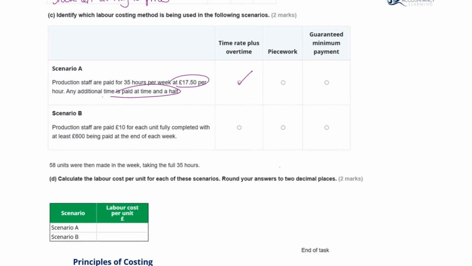Scenario B, production staff are paid £10 for each unit fully completed, with at least £600 being paid at the end of the week. So they're given a piecework rate, but they have a guaranteed payment at the end. So this is going to be the guaranteed minimum payment method, because they get that guaranteed element.